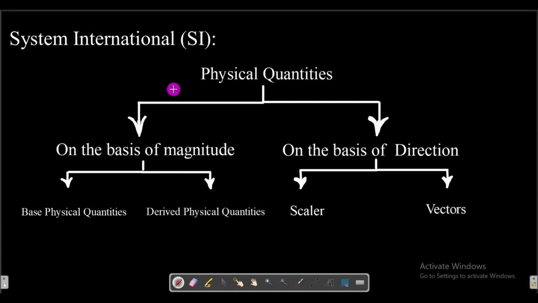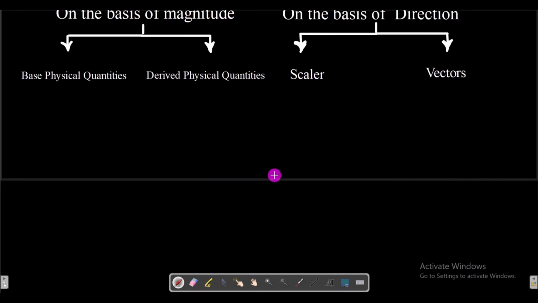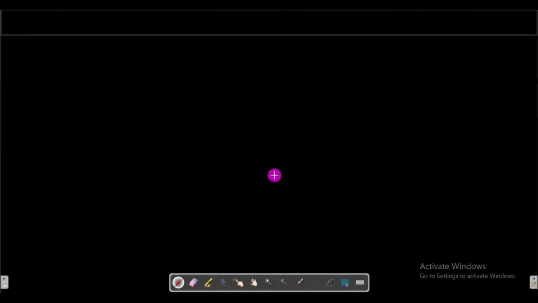First, we discuss what is meant by the System International, and then we will generalize to these physical quantities. So, first we start with the System International. The abbreviation of the System International is SI, and we also call it the SI. What is the System International? This is actually the complete set of units which is followed internationally.